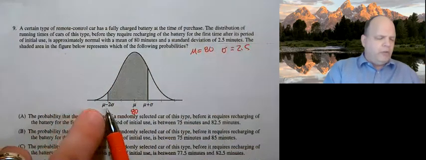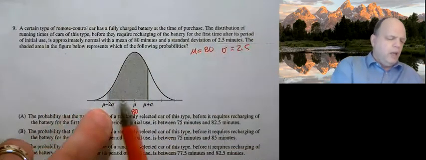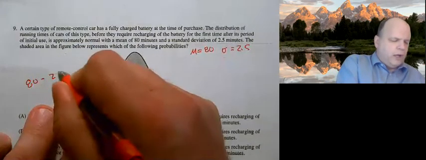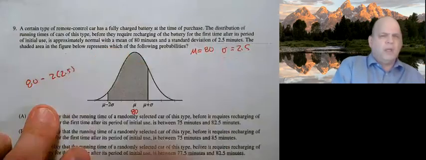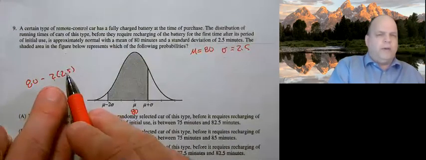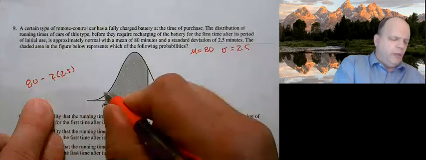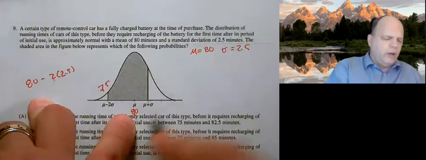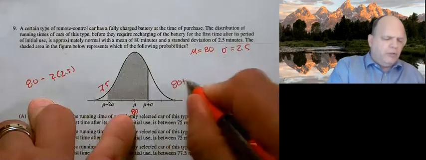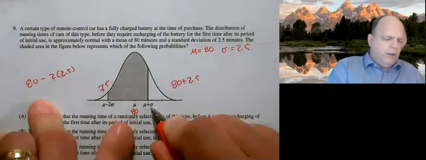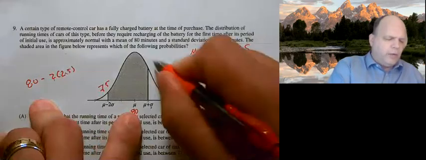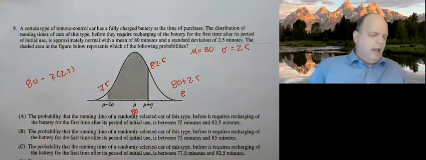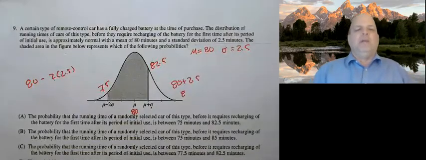Well, I see mean minus 2 standard deviations. Okay, so that means this side is going to be 80 minus 2 times 2.5. Well, 2 times 2.5 is 5, so 80 minus 5 tells me this value is about 75 minutes. Over here, it's 80 plus 2.5, and that gives me this value right here at about 82.5. So basically, we're looking at about 75 to 82.5 minutes.